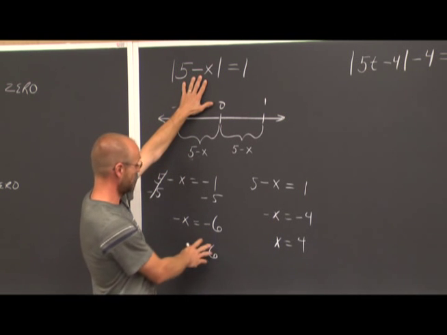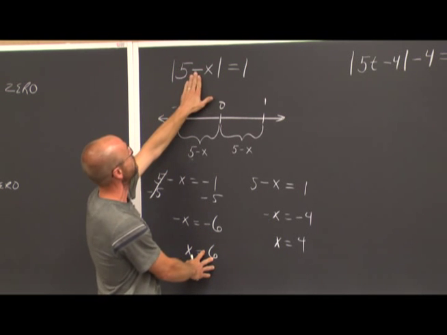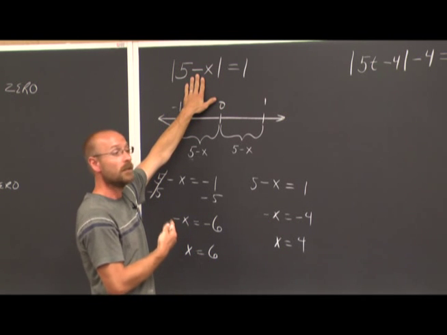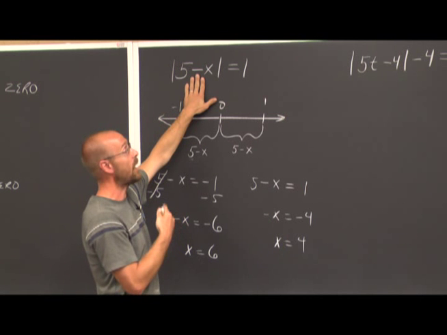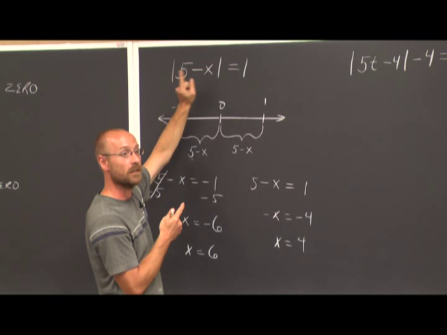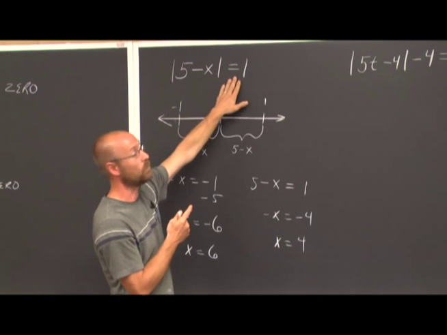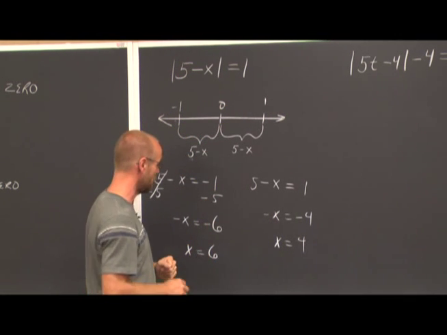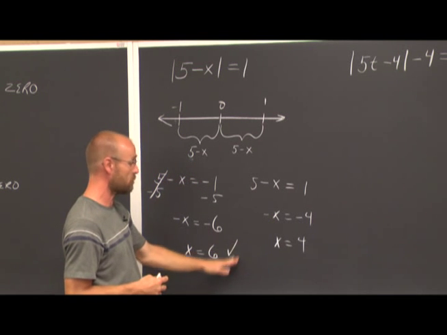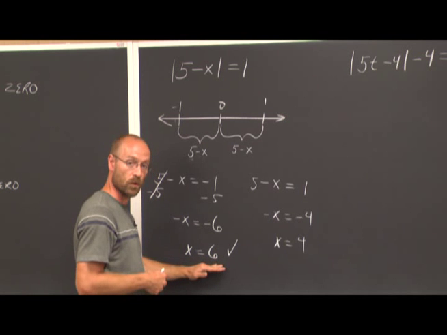If I put 6 in for x, this would say 5 minus 6. Well, what is 5 minus 6? Negative 1. Does negative 1 lie 1 unit away from 0? The absolute value of negative 1 is 1. 1 equals 1. That's a true statement. It doesn't get any truer than that. So I've checked it. And when I check my work, I put a little check by there that says, yep, I checked it. It works.